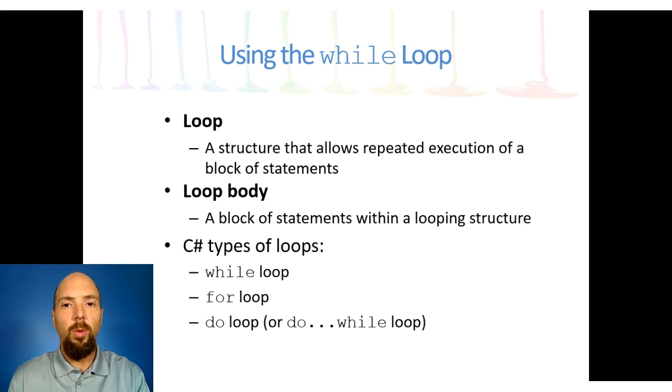A loop is a structure that allows the repeated execution of blocks of code. The block of code that will get repeated is referred to as the loop body. In C#, we have three types that we can play with. We have the while loop, the for loop, and a do loop, which is also known as a do while loop.